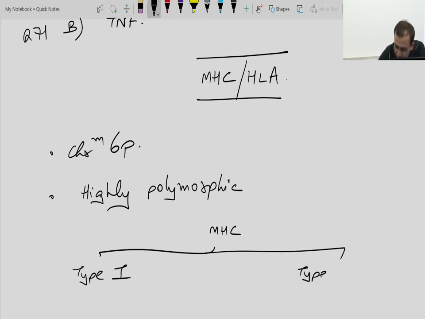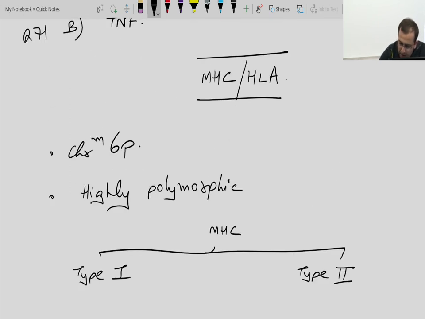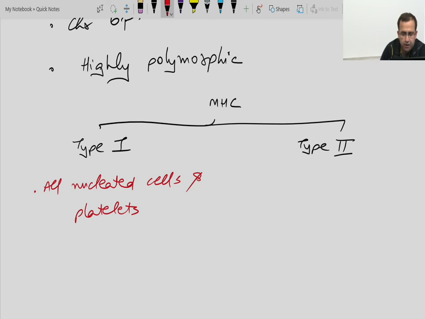This you very well know, MHC type 1 and type 2. First point, type 1 MHC is present on all nucleated cells and platelets. Versus type 2 MHC, which is present on antigen-presenting cells. Next point, which antigen-presenting cells? The professional antigen-presenting cells.